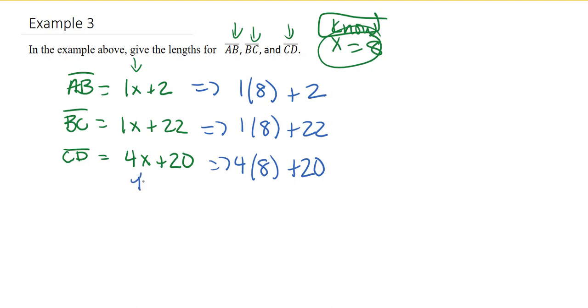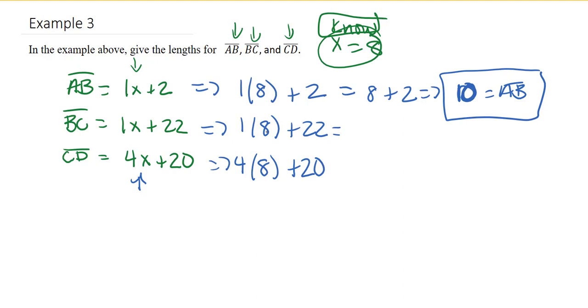So notice, this 8 is right next to the parentheses. When you put in parentheses, like 1 times x, that's really what we're asking: whatever this number is, we're multiplying it by 1. That's what we're doing here. So we have 8 as our x, so now we have 1 times 8. So that's 8 plus 2, which is equal to 10. So the segment AB is equal to 10 feet.